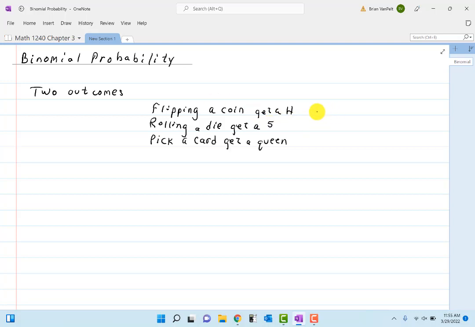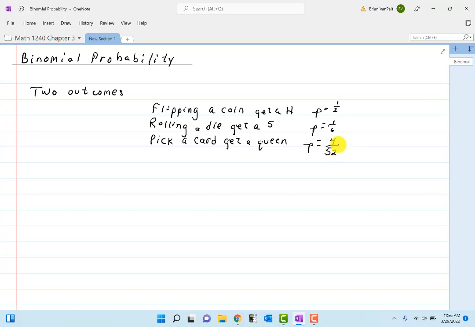For the first one, the probability that you get heads is 1/2. For the second one, the probability that you get a 5, any number in fact, is 1/6. To get a queen, the probability of that is there's 4 queens out of 52.